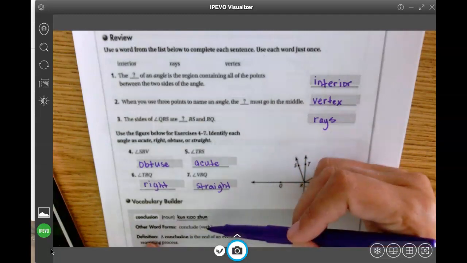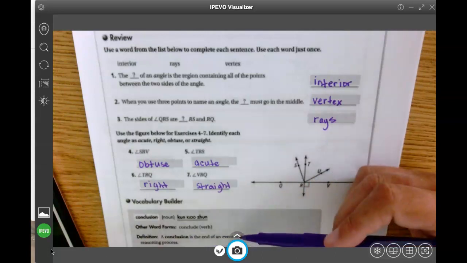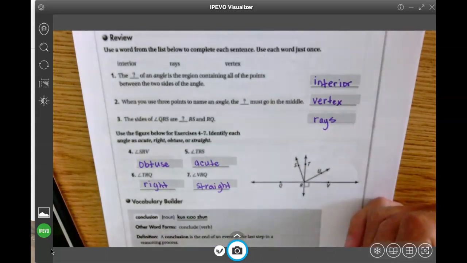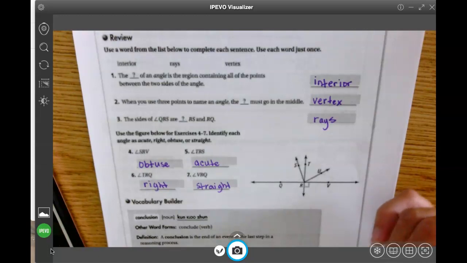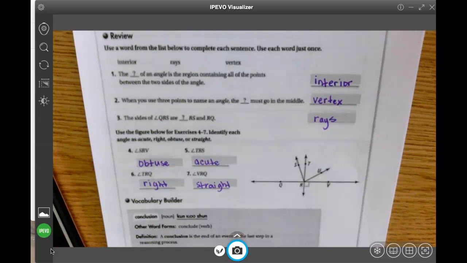Conclusion, in the verb sense, is called conclude. It says a conclusion is the end of an event or the last step in a reasoning process. So you have the beginning, which is the given, and then you have the conclusion, which is the end. So on your vocabulary, if it rains, you can conclude that soccer practice will be canceled. Is that the verb tense or the noun tense? Diaz? Verb. So we're going to conclude that soccer practice will be over.